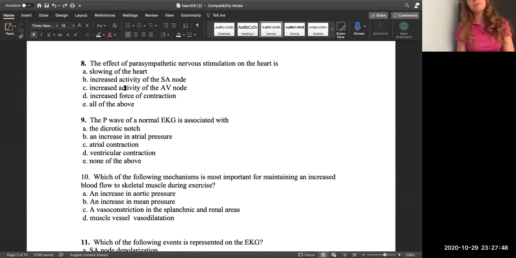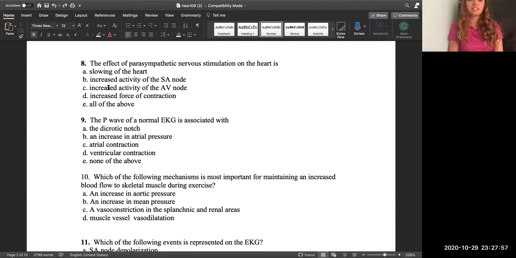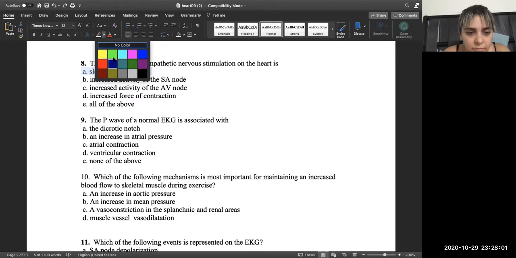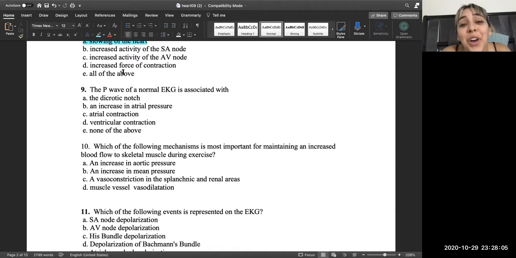The effect of the parasympathetic nervous stimulation on the heart is A, slowing of the heart. Yes, it's A. It has to be. I just felt like we all knew that. Even I knew that, and I don't know anything right now. You do know, girl. Oh, I don't know about this one.